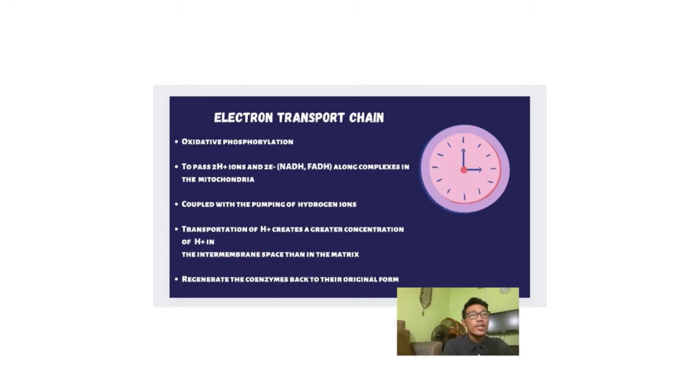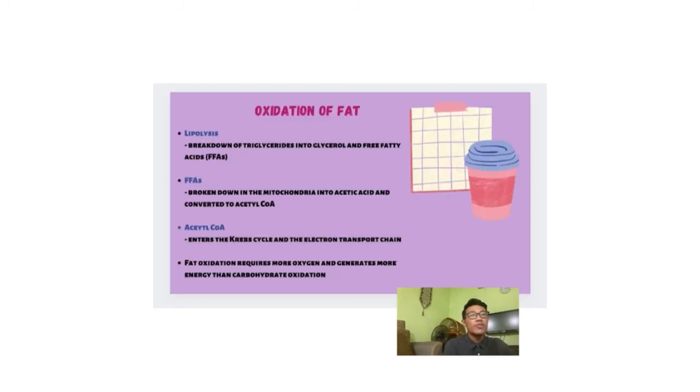So the next one is oxidation of fats. First one is lipolysis, which is the breakdown of triglycerides into glycerol and free fatty acids. Free fatty acids are broken down in the mitochondria into acetic acid and converted to acetyl CoA. Acetyl CoA enters the Krebs cycle and the electron transport chain. And lastly, fat oxidation requires more oxygen and generates more energy than carbohydrate oxidation.